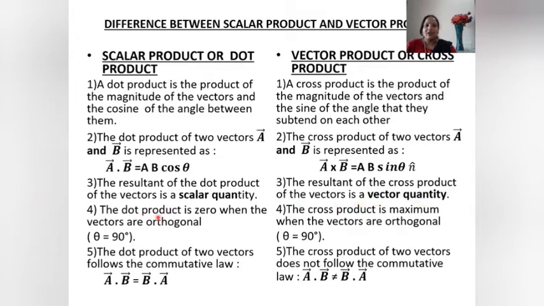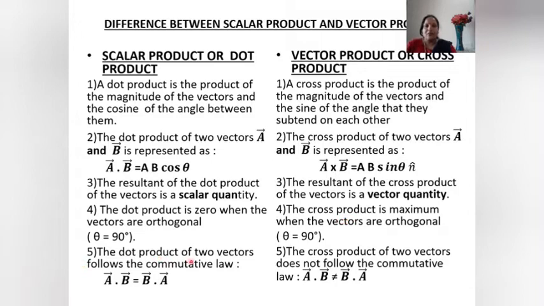The dot product is 0 when the angle between two vectors is 90 degrees. That is, when the vectors are orthogonal, the dot product is 0. The cross product is maximum when vectors are acting at an angle of 90 degrees, or the vectors are orthogonal, then the cross product is maximum.